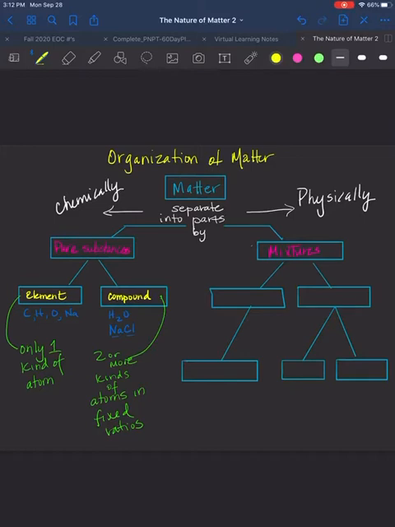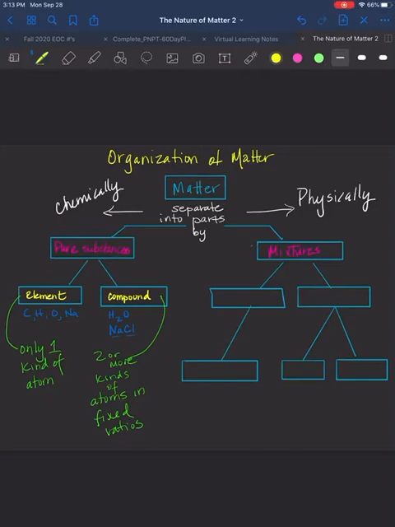One type of mixture would be a pepperoni pizza. We can see the pepperoni distinctly from the cheese and from the crust and from the sauce. And if we wanted to, we could physically pick all the pepperonis off the pizza. Now, that's a very exaggerated, albeit true example, but keep that kind of in mind as we go through this.